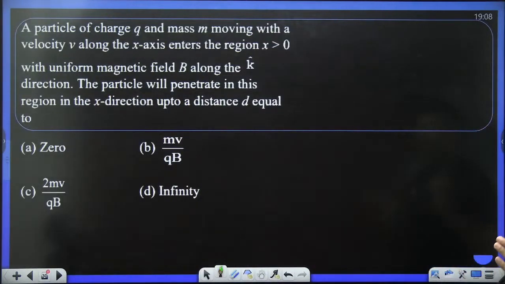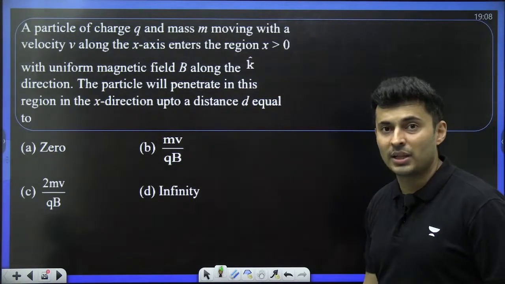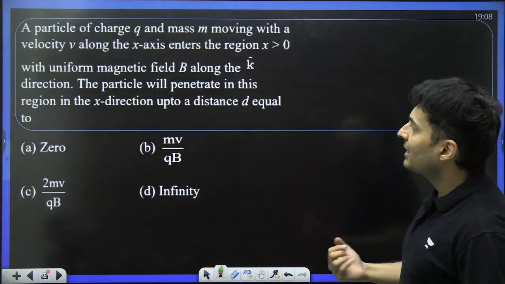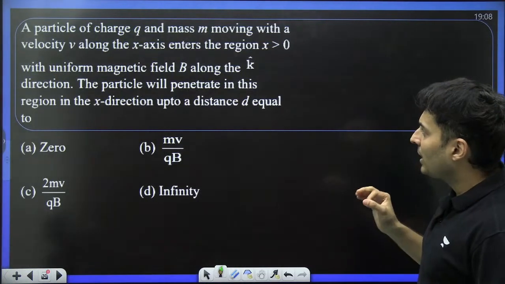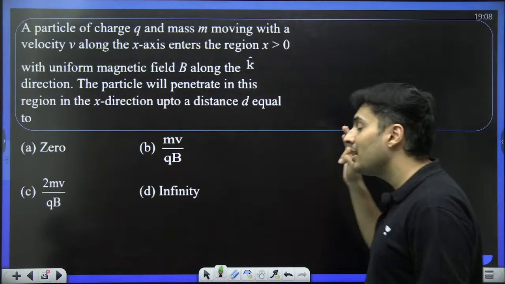Particle of charge Q, mass m, moving with some speed, enters a region with magnetic field beyond x more than 0, okay? And the magnetic field is in the k cap direction. The particle penetrates in the region in the x direction up to a distance d equal to.